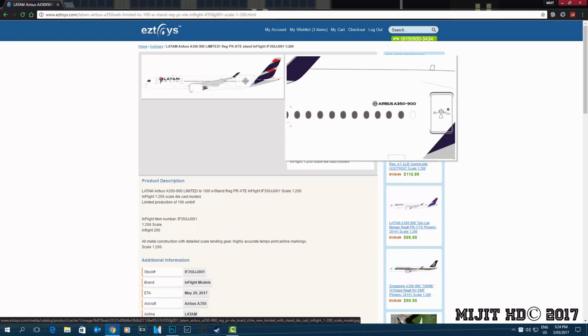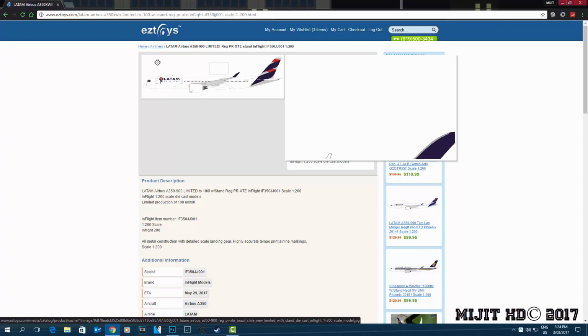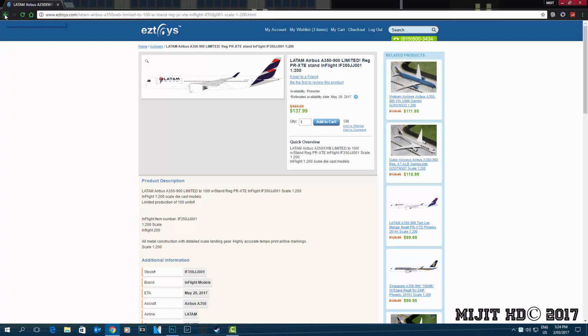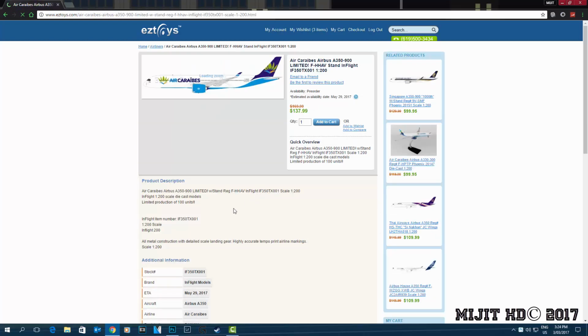Although, I did prefer TAM's livery on the A350, it made the A350 look better, but it's not overall bad. It's something decent. I'd still get it, but I'd wait for JC Wings or Gemini Jets, whoever's first out of those two.